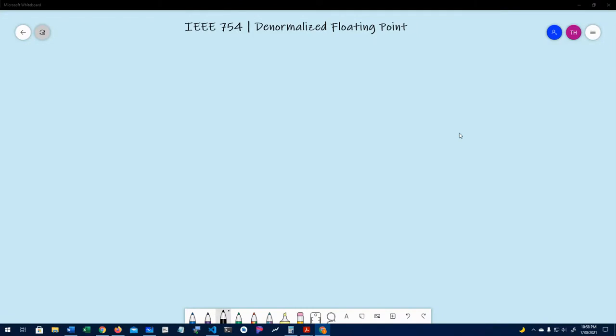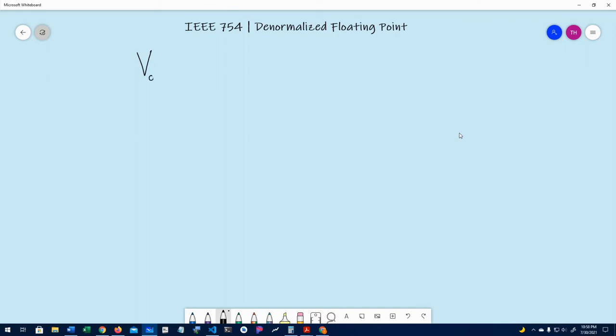So, denormalized float. The calculation for that is going to be V of denormalized, -1 raised to the sign bit multiplied by, and in this case, it's just going to be the fraction value. There is no floating one in this case, so fraction multiplied by 2 raised to, and in this case, it's going to be just a constant one less the bias. So a couple of differences.